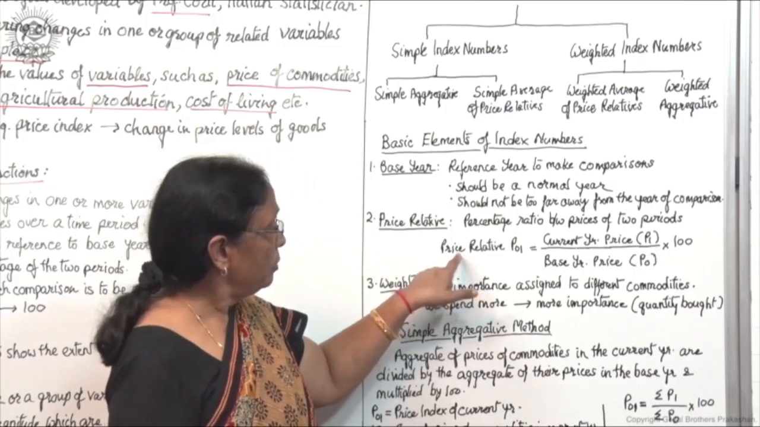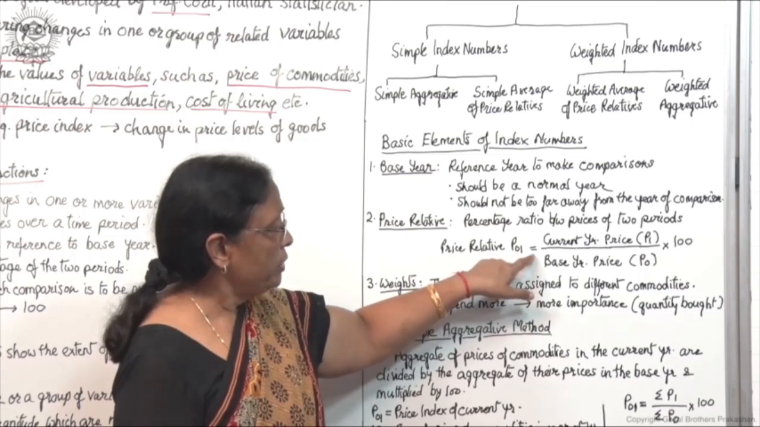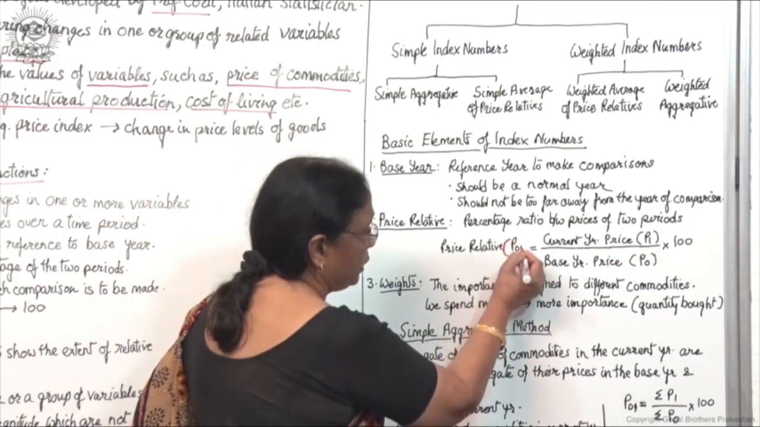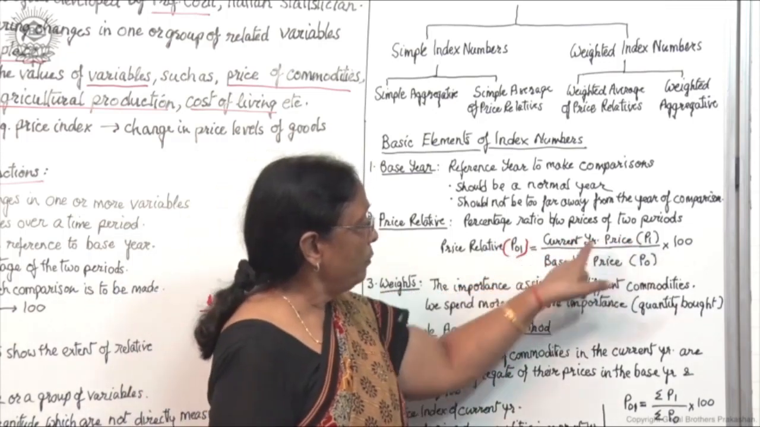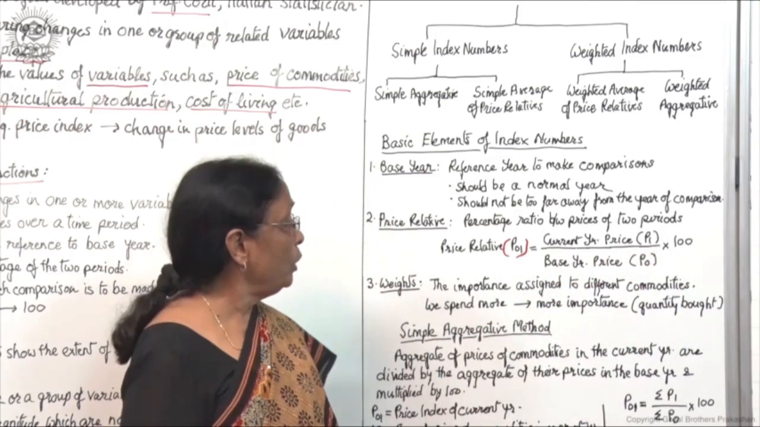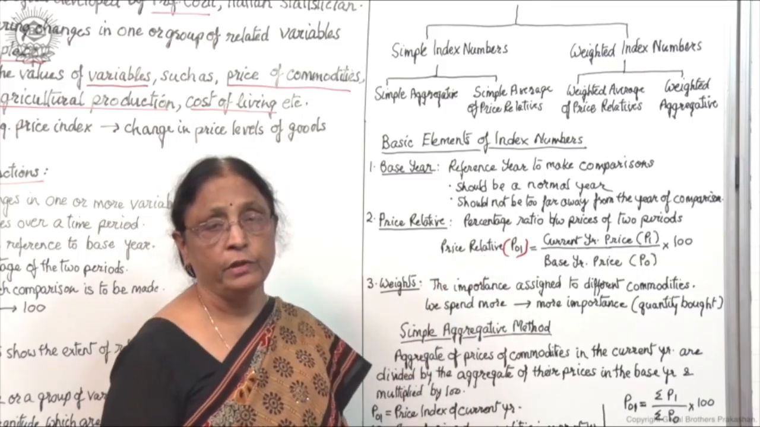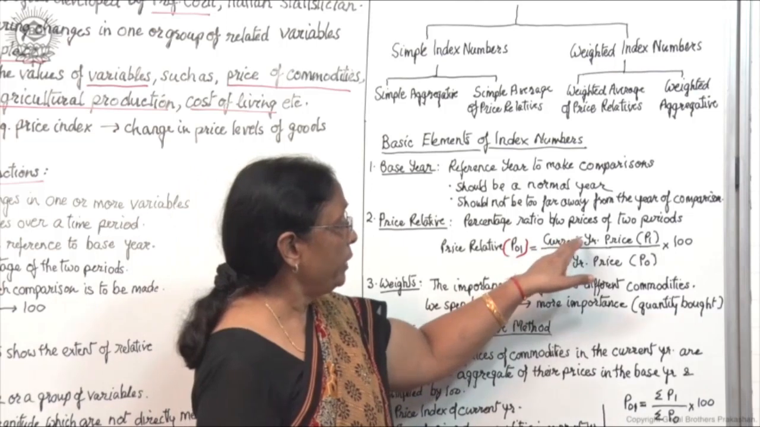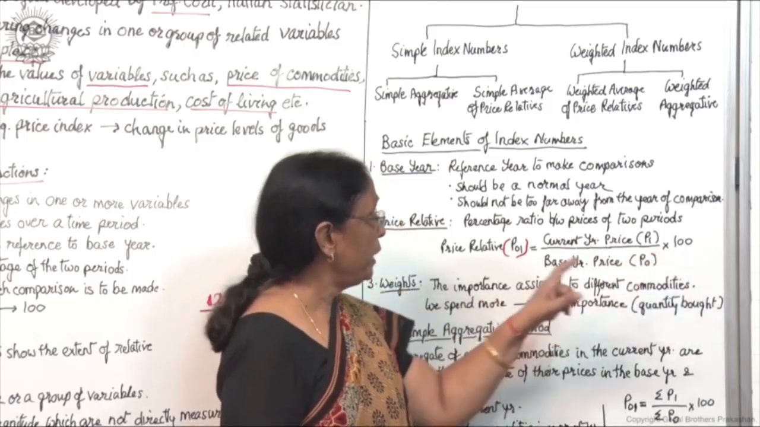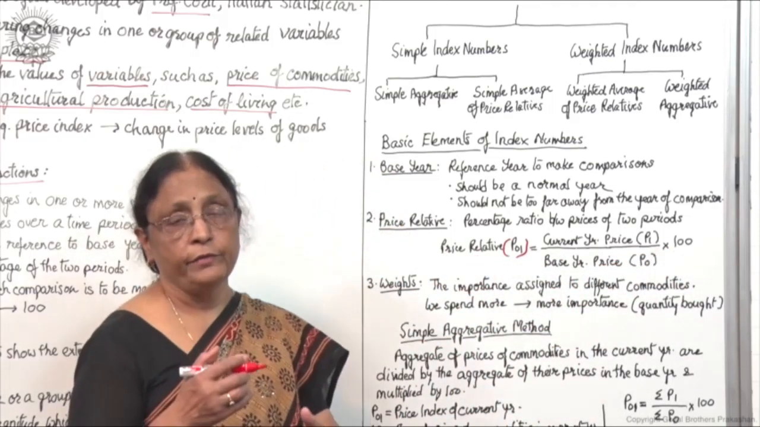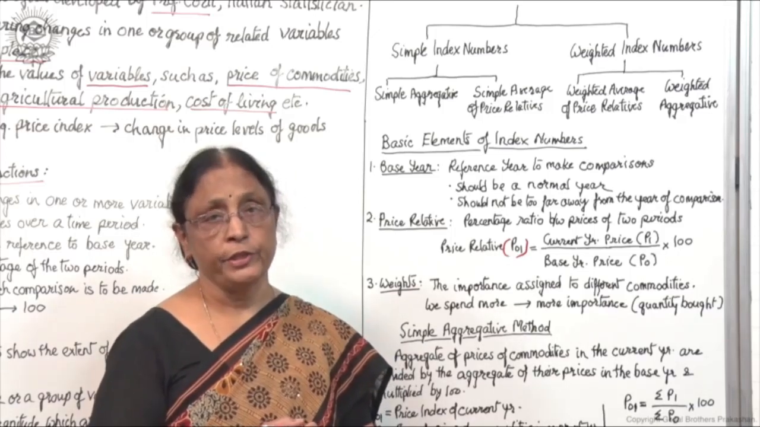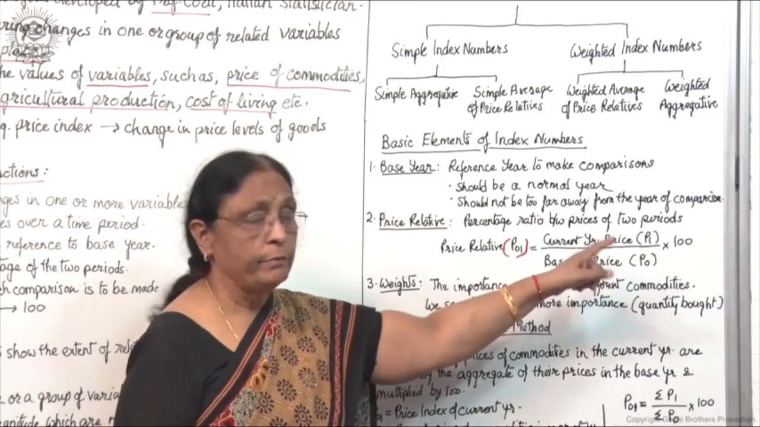So the formula for price relative is P01 is equal to current year price, that is P1, upon base year price, that is P0, into 100. This is the formula for finding out price relative. You have to calculate the current year price P1 divided by base year price P0 multiplied by 100, and you get the price relative, or relative change in prices of the current year and the base year in percentage. That is why we have multiplied it by 100.